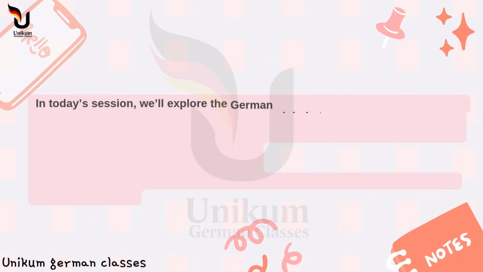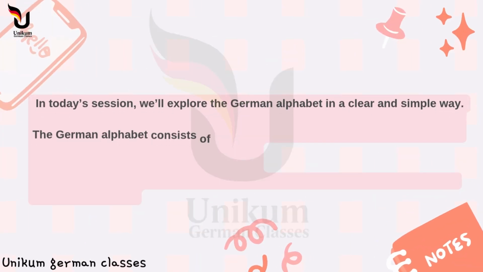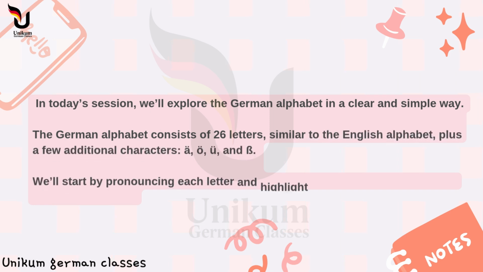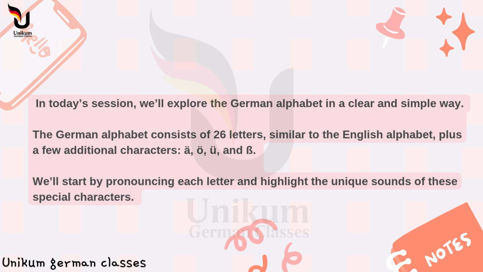In today's session, we will explore the German alphabet in a clear and simple way. The German alphabet consists of 26 letters, similar to the English alphabet, plus a few additional characters, just like A umlaut, O umlaut, U umlaut, and etc. We'll start by pronouncing each letter and highlight the unique sounds of these special characters.